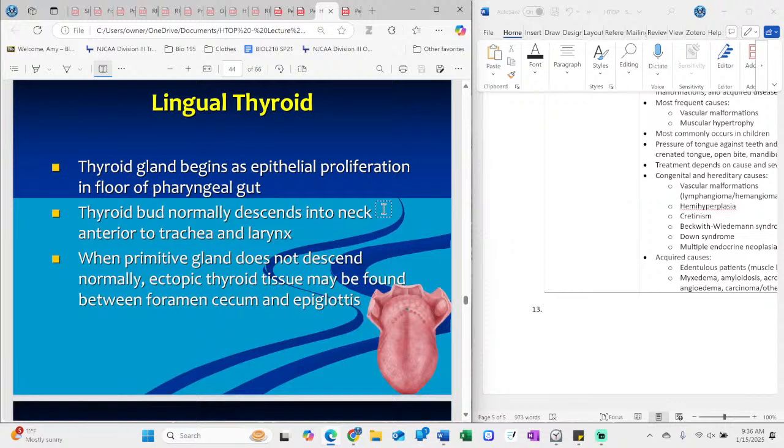Okay, lingual thyroid. Any questions until now? Okay.